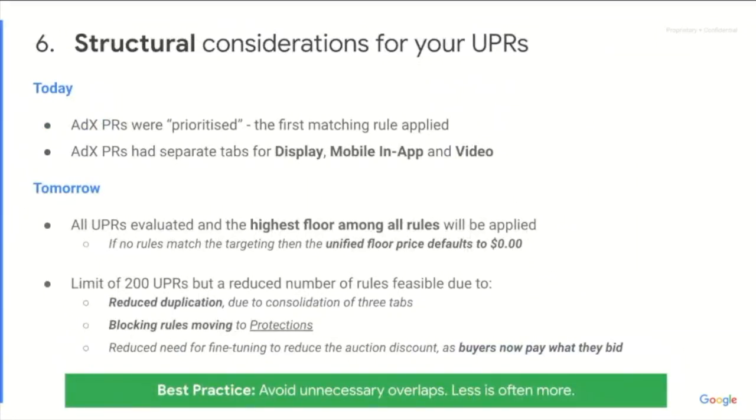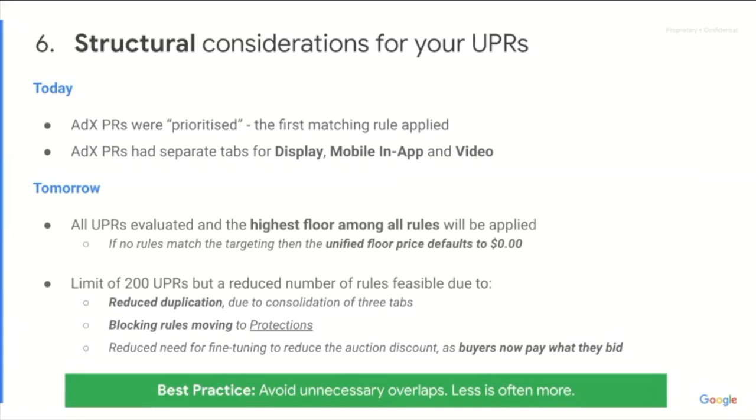Okay, so the first 5, like I said, we're all about reviewing your ad stack today, the status quo. These last 5 are very much around helping you design and build your unified pricing rules. Okay, so a few things to call out.